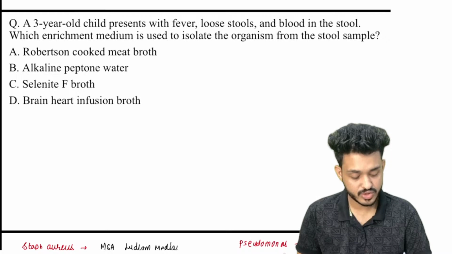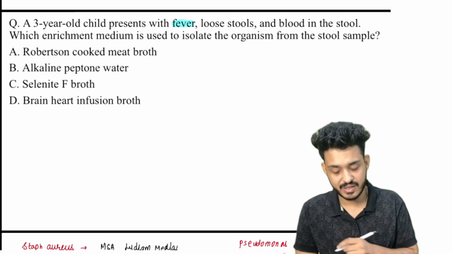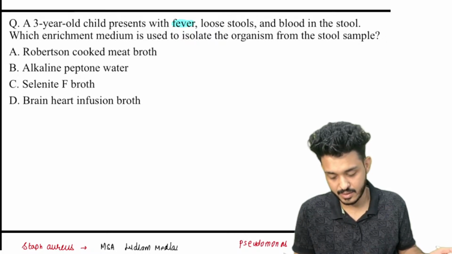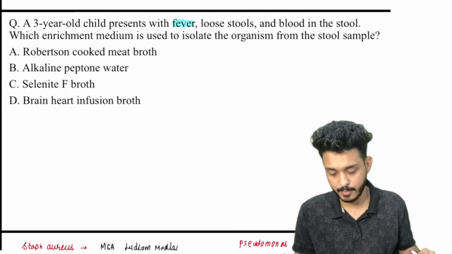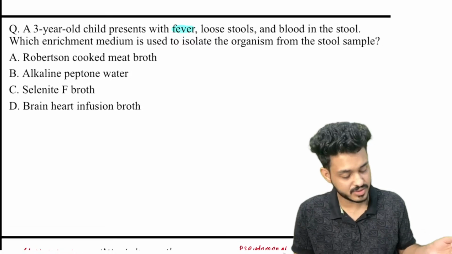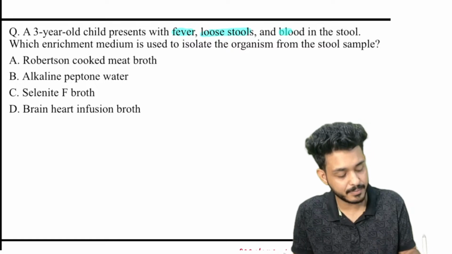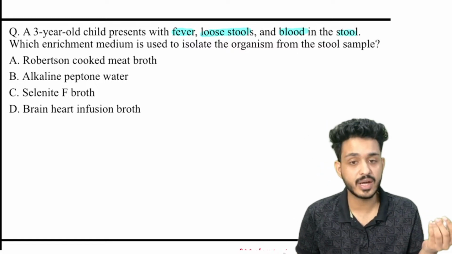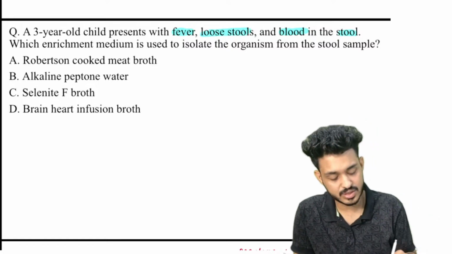A 3-year-old child presents with fever. The symptoms are given here. The patient has fever, loose stools, and blood in the stool. Which enrichment media is used to isolate the organism from the stool sample? First of all, try to make the diagnosis of what they want to know.